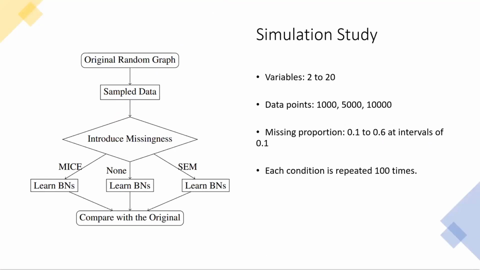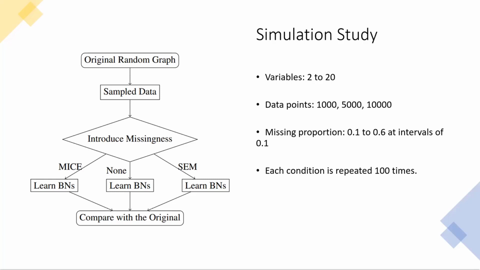Firstly, we generate a random graph with variables from 2 to 20. This random graph is also referred to as the original structure in the final step for comparison. Then we sample data points from the random graph to get the complete data. For each graph, we sampled 1,000, 5,000, and 10,000 data points. And then we introduce missing values to the complete data. We set the missing proportion from 0.1 to 0.6 at intervals of 0.1.